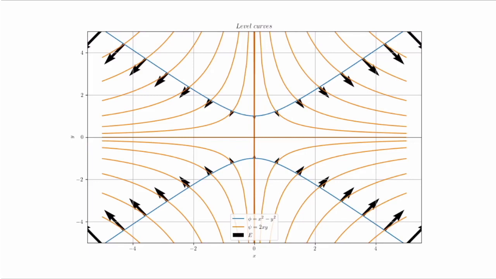Now you can see that the vectors are all orthogonal at the points where the two curves intersect each other. That we have seen earlier, that when these two level curves cross each other, they should be orthogonal to each other. Now visually we see that the electric field, the gradient of the potential, is in the direction of the other level curve, that is, they are harmonic conjugates of each other.